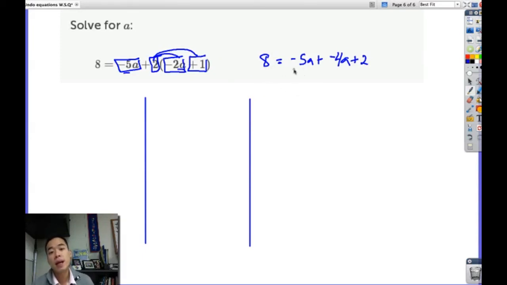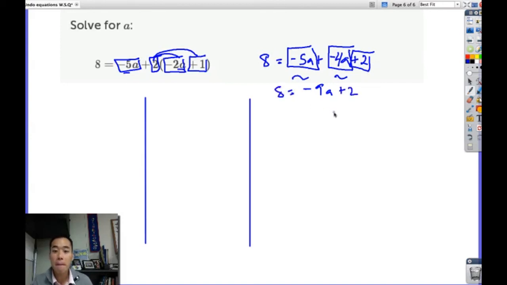And then from here, I noticed that I have a positive 8, a negative 5a, a negative 4a, and a positive 2. I quickly tell that this and this are similar. So negative 5a plus negative 4a will equal negative 9a. Positive 2, just drop that down, is equal to 8. So now we have a very manageable equation. This is basically the same equation as the last 3 that we just worked on. So I'm just going to go ahead and write the equation right here. I get 8 is equal to negative 9a plus 2.